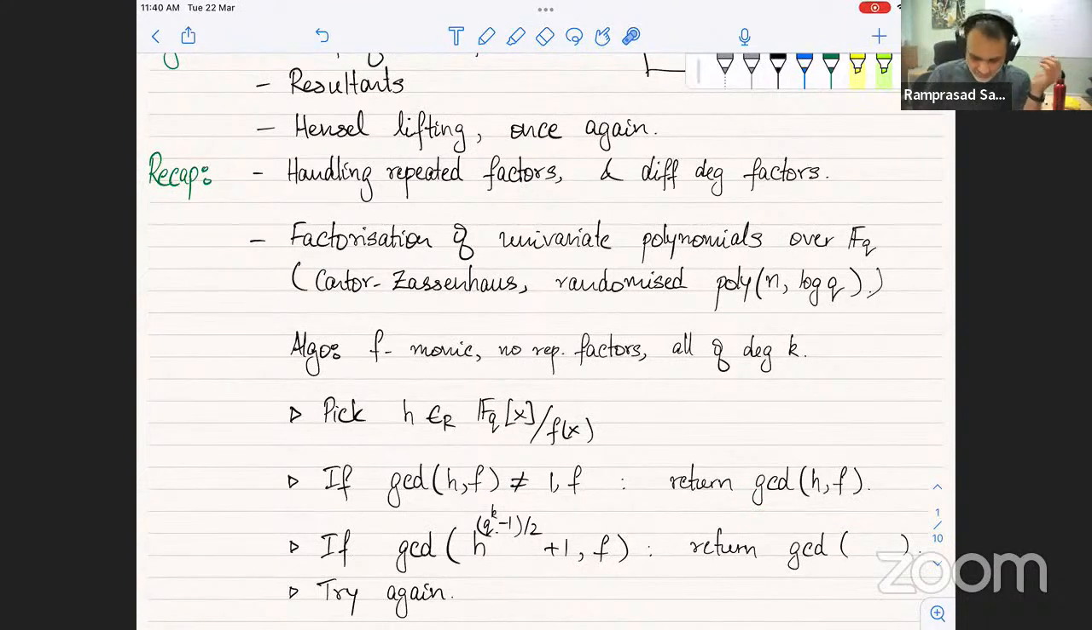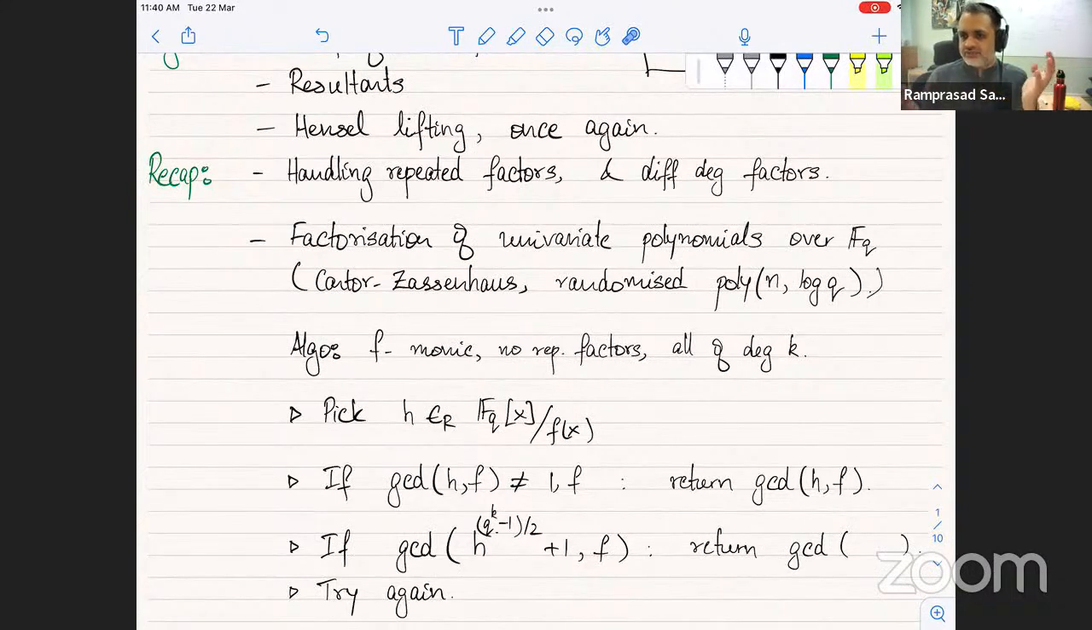Otherwise, you look at a slightly different polynomial, which is h bar to the q bar to the (k minus 1)/2, plus 1, mod f. Sorry, comma f. You look at the GCD of that. And we argued based on the Chinese remainder theorem that this is a polynomial that will, with high probability, have some non-trivial factor with f.